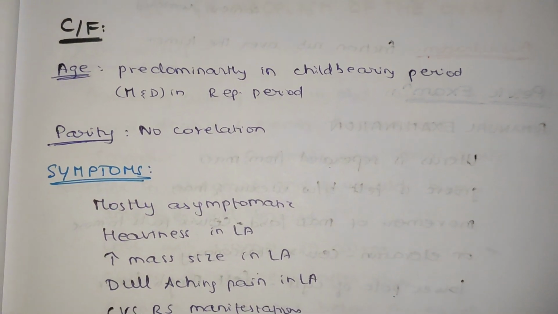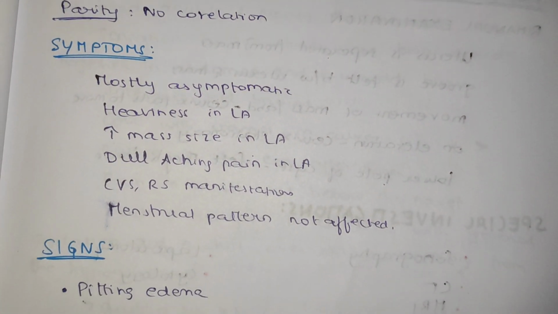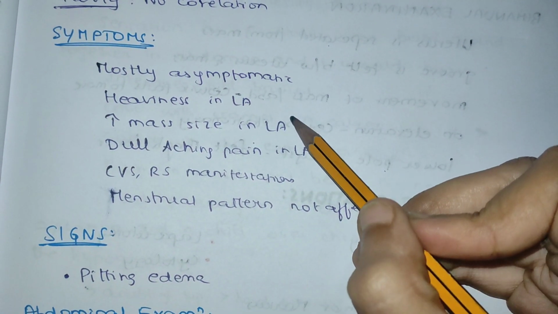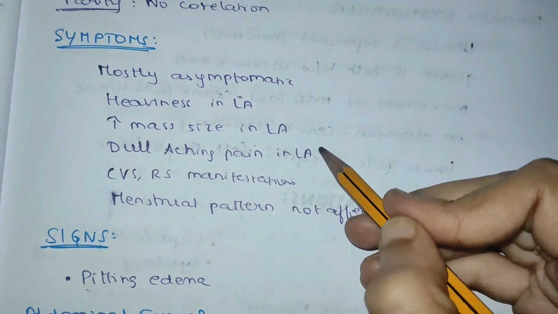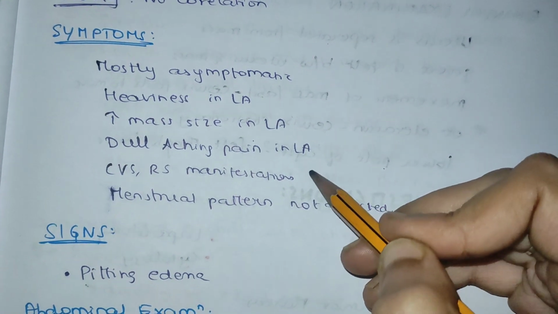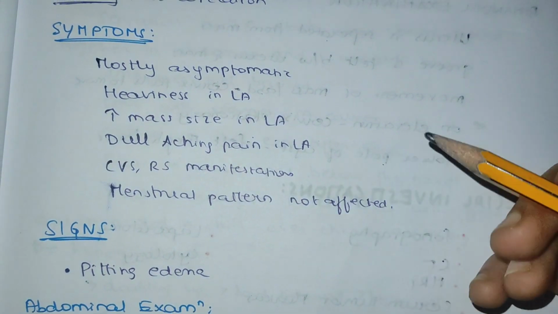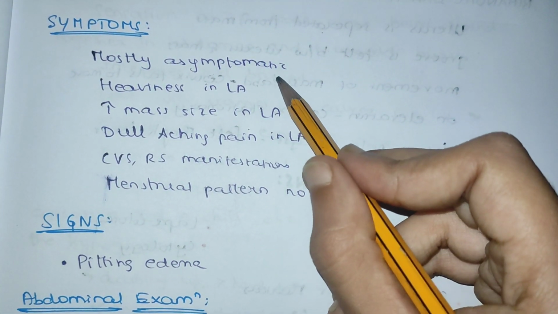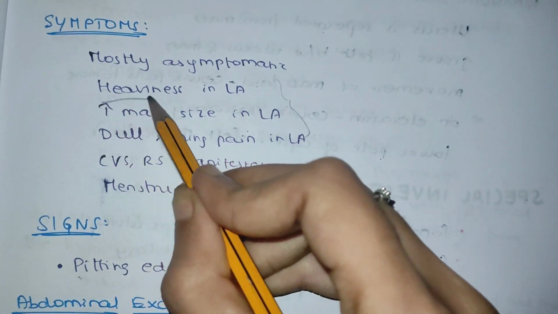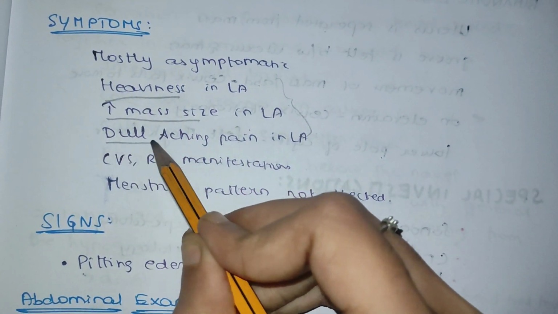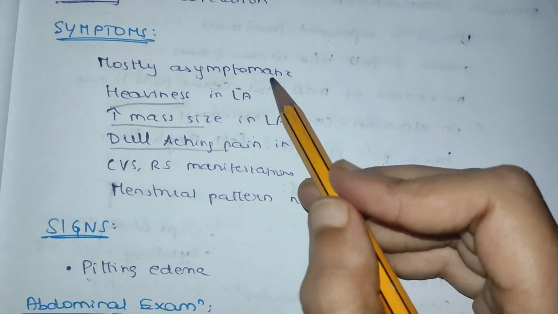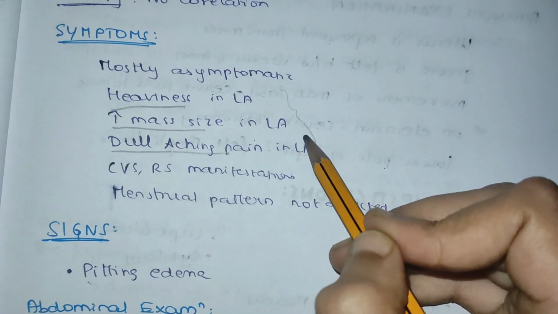What are the signs and symptoms? It is mostly asymptomatic, with heaviness in the lower abdomen, increased mass size in the lower abdomen, dull aching pain in the lower abdomen, and cardiovascular and respiratory system manifestations. Menstrual pattern is not affected. The main important symptoms in the lower abdomen are heaviness, increased mass size, and dull aching pain. It is mostly asymptomatic, but if symptoms are present, these are the three main ones.